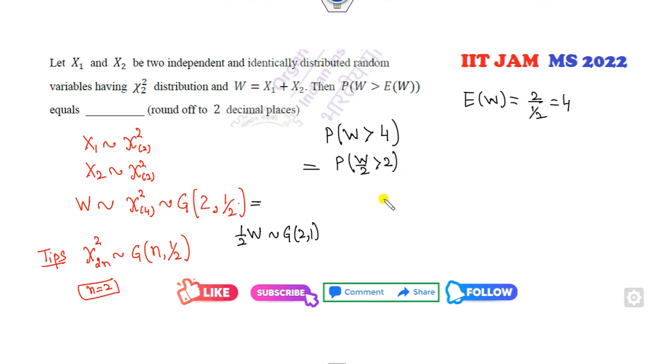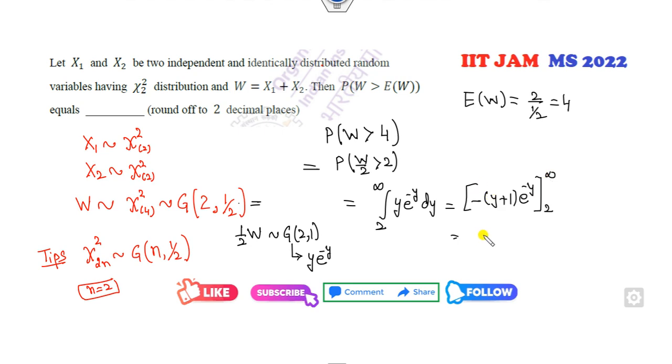This is my 2. So now it's a CDF of gamma of 2. Sorry, it's not a CDF because it is not an exponential. So the PDF of this is y e raised to power minus y. So the integral from 2 to infinity of y e raised to power minus y. The integration of this is minus (y plus 1) e to the minus y, from 2 to infinity. So 0 plus 3 e raised to power minus 2 is the right answer. So 3 divided by e square. You can use the calculator and get your answer.